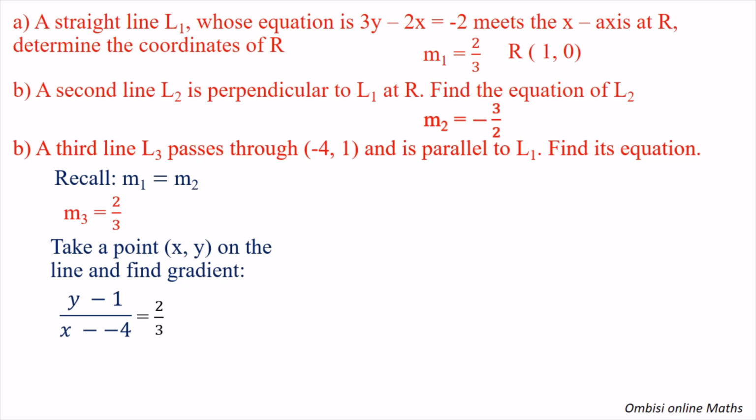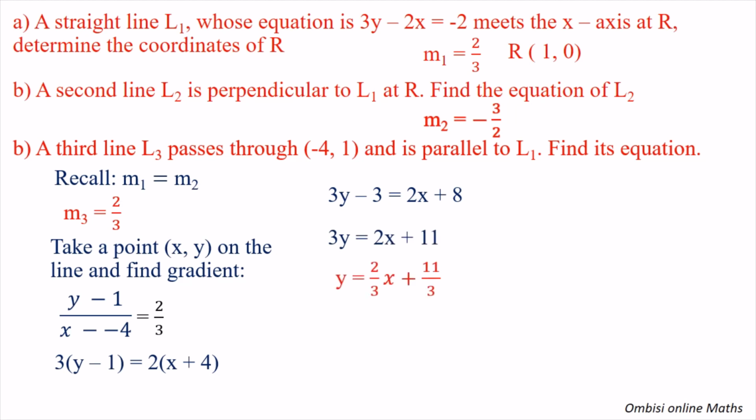You cross multiply and you end up with 3 into bracket y minus 1, close the bracket, equals 2 into brackets x plus 4. You simplify, then you simplify further, then divide both sides by 3, and you find that y equals 2 over 3x plus 11 over 3. So that is the equation of line L3.